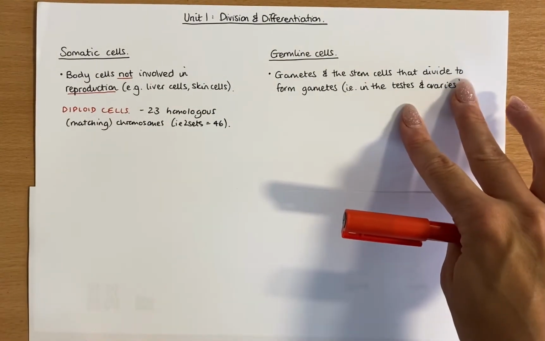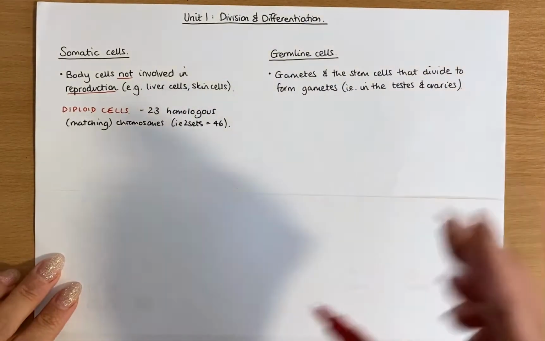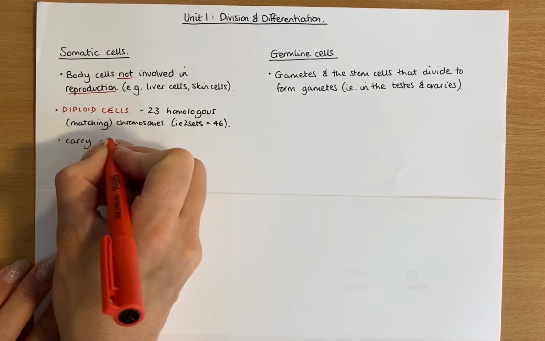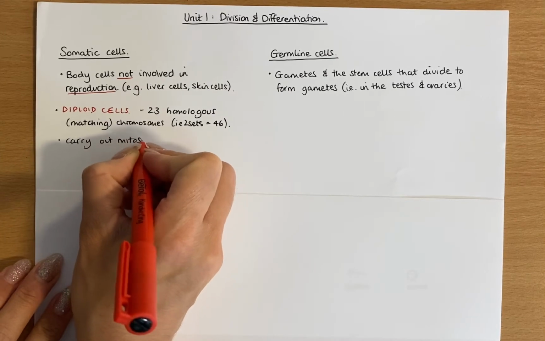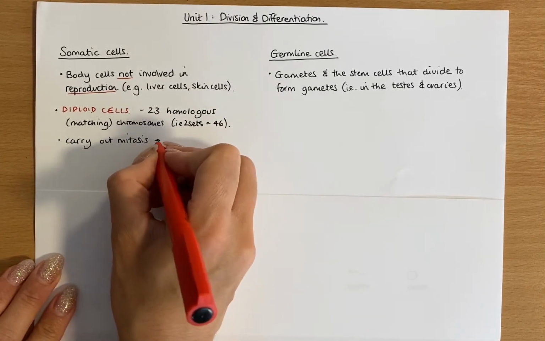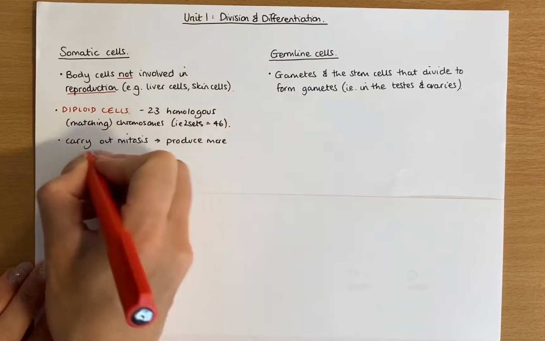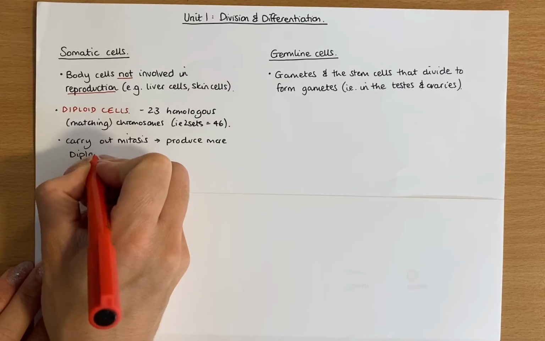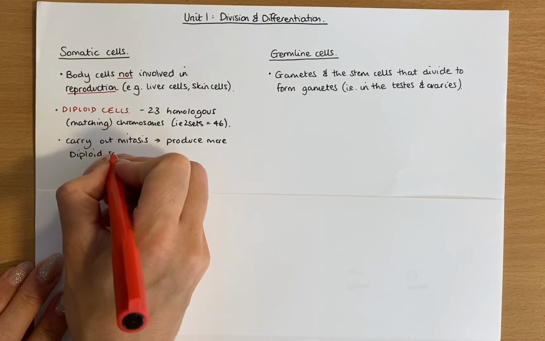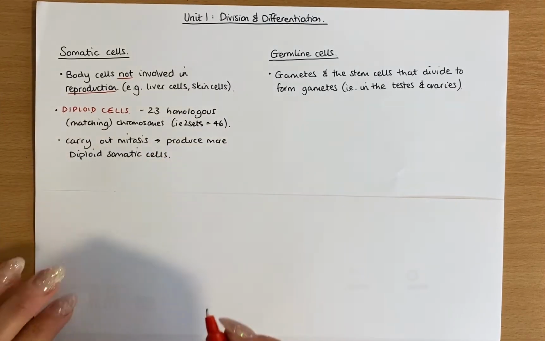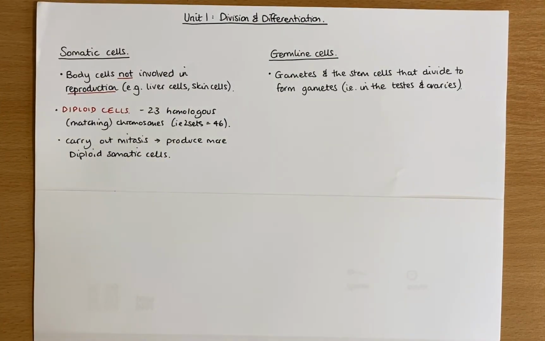Okay, now somatic body cells will carry out the type of division that we know from National 5. So they carry out mitosis. And that mitosis, just like in National 5, will then produce more diploid cells. Okay, and specifically more diploid somatic cells, more diploid body cells. Okay, so these types of cells are things like liver cells, skin cells, neurons, any type of body cell that is not involved in reproduction, so not the gametes and not the cells that produce the gametes.